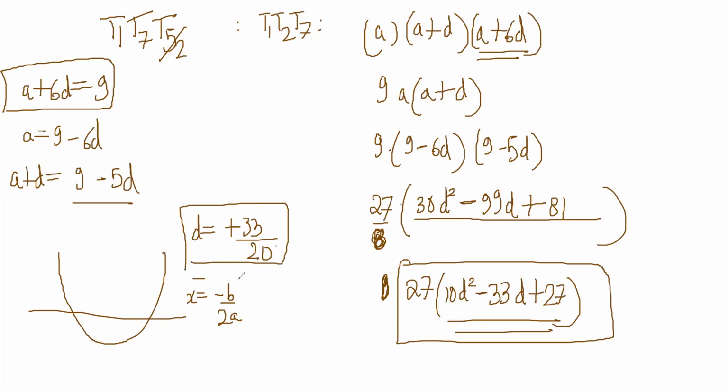At that value, the quadratic will take lowest value. So the common difference is obtained, right? Yes. So that is why the 33 by 20 has come. Okay, sir. I understand.